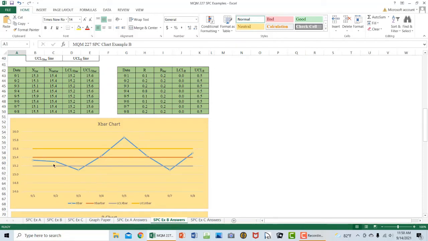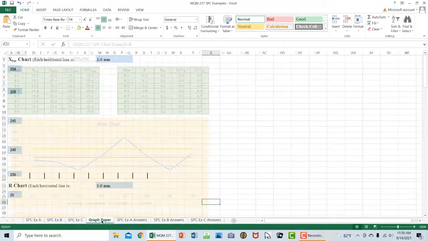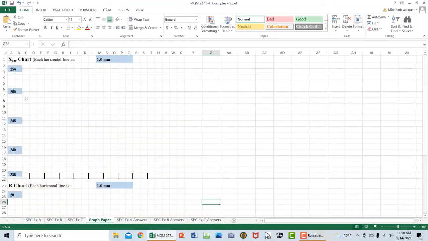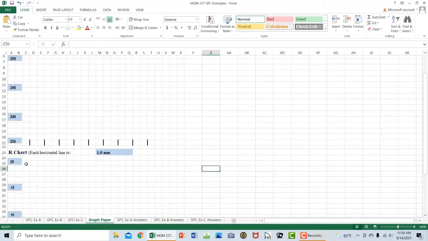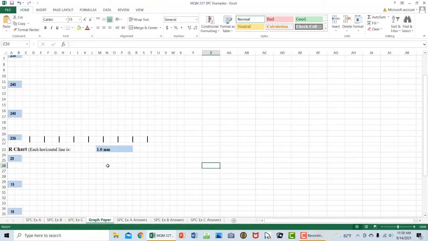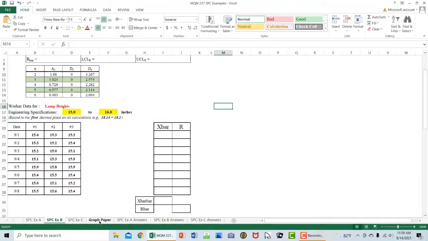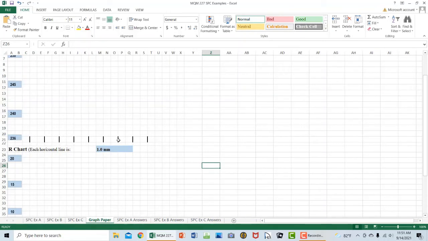Your graph should look somewhat like this. Again, your scale might be a little bit different. I encourage you to use this graph paper tab and change these numbers like you did in example 1, make it fit the X bar chart and the R chart. If you don't want to do that and you have graph paper, then by all means use that graph paper. On the exam, I will reiterate that I will give you a piece of graph paper with the scale on it that I want you to use for the exam.